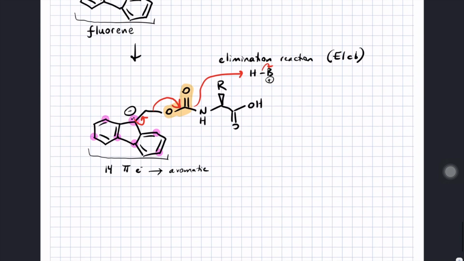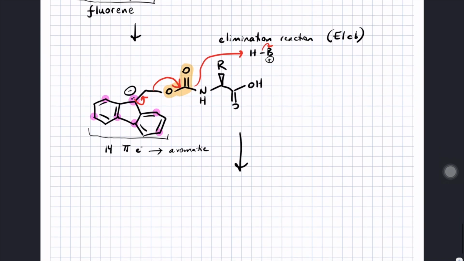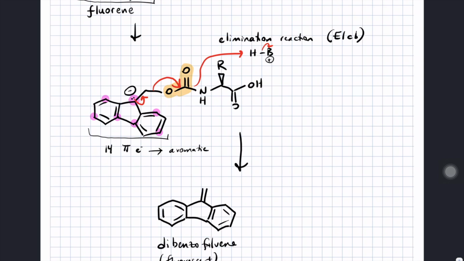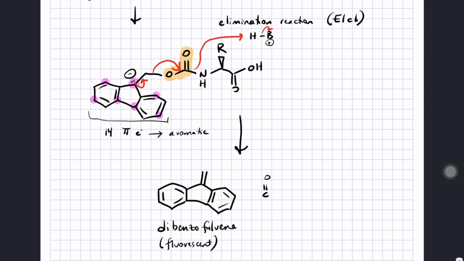And so what we're left with is the elimination product, which is actually called dibenzofulvene. You don't need to remember that. And it's fluorescent. You also don't need to remember that. You also get CO2 as a byproduct, which bubbles off. And then your amino group is free.